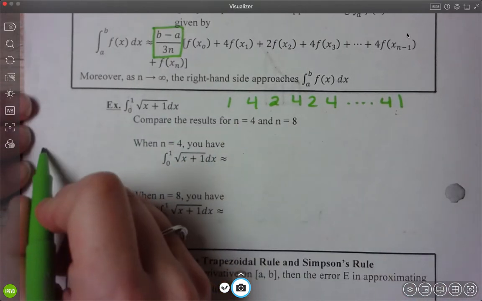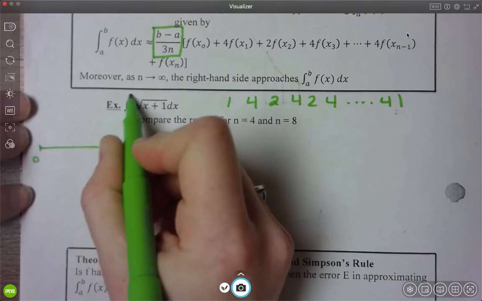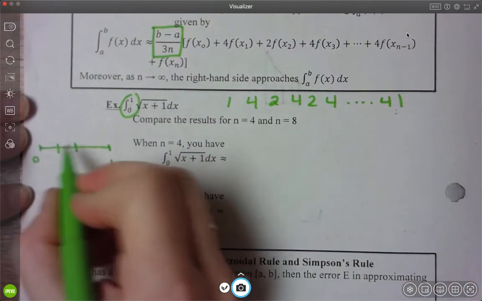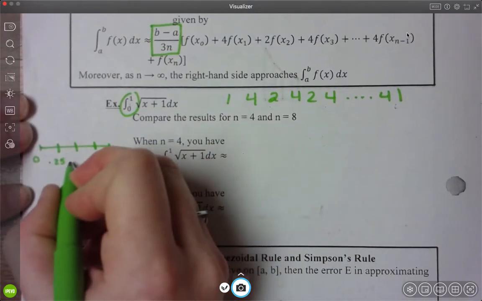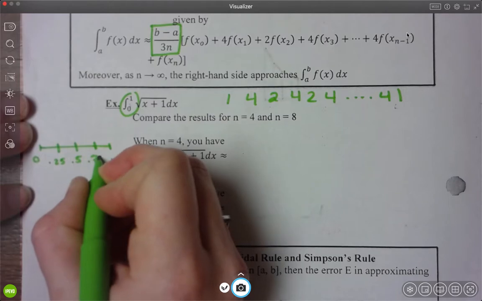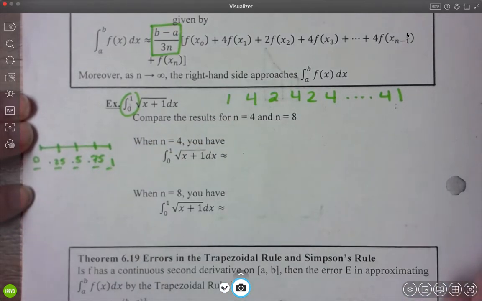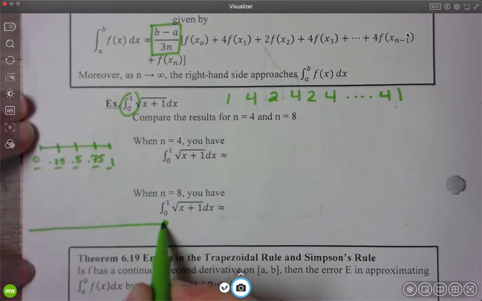So when n was 4, we were starting at 0 and going to 1, because that's what this tells me right here. I'm starting at 0 and going to 1. So if I'm sectioning it off into 4 pieces, the first one is going to be 0.25, then I have 0.5, then I have 0.75, and those are going to be the 5 numbers that I'm going to end up plugging in, okay? When my n was 8, I'll make them a little bit longer here.